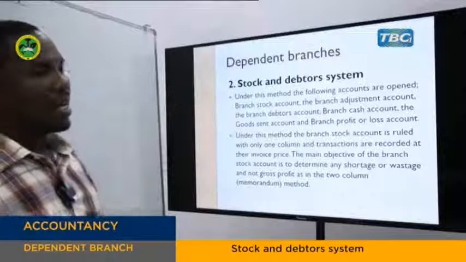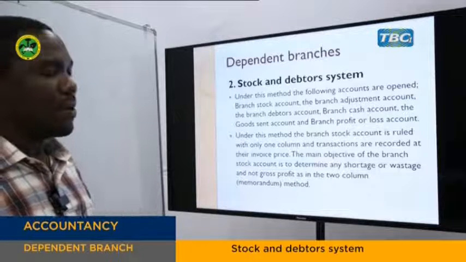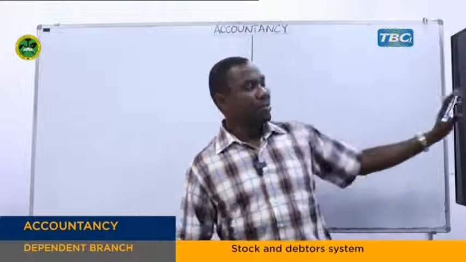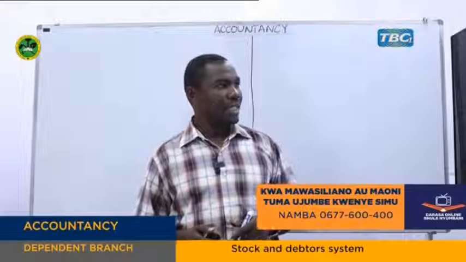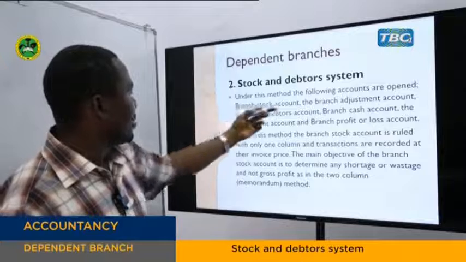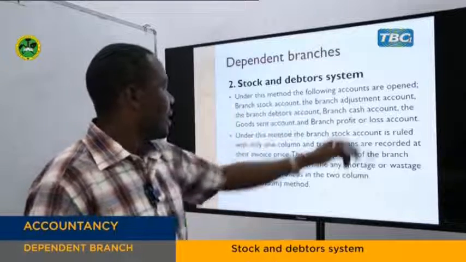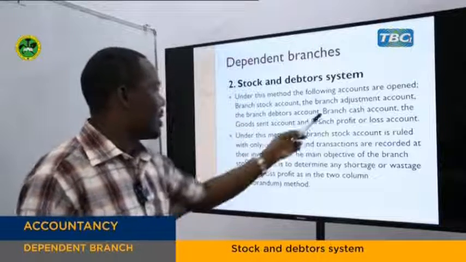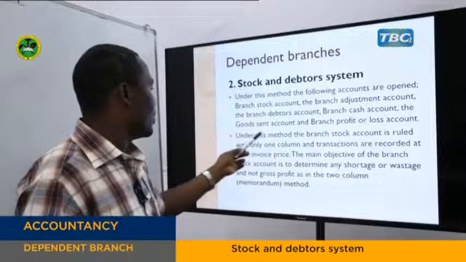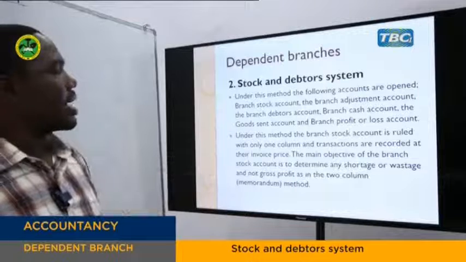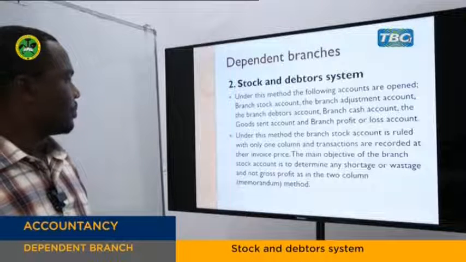Of course, this system is normally used for dependent branches. Under this method, the head office will maintain the following accounts. There will be a branch stock account, a branch adjustment account, a branch debtors account, a branch cash account, a goods sent account, and a branch profit and loss account. There will be almost 6 accounts to be opened.